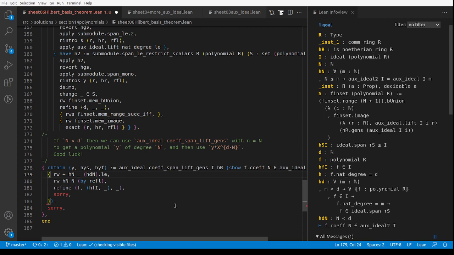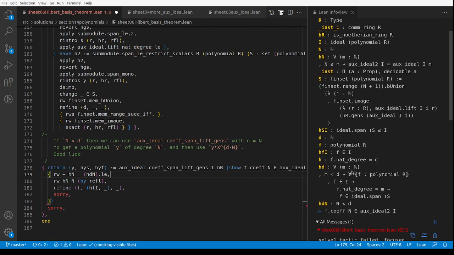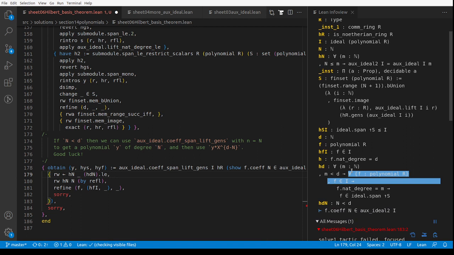I need to prove what? I've been led astray. What's the relationship between d and n here? N is less than d. So why is the coefficient of? Whoa. I've got this wrong.